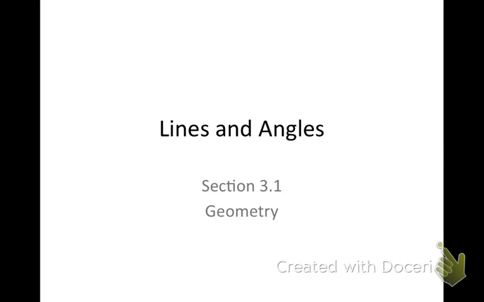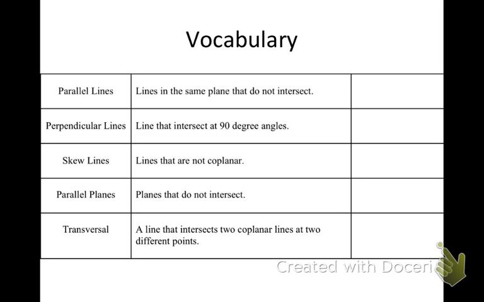Today we're going to talk about lines and angles, section 3.1. So we're talking about lines and angles contained in geometry here. Talking about some more of the kind of vocabulary concepts of geometry, more or less, really. So lines and angles, section 3.1. Some of the vocab we're going to talk about today.